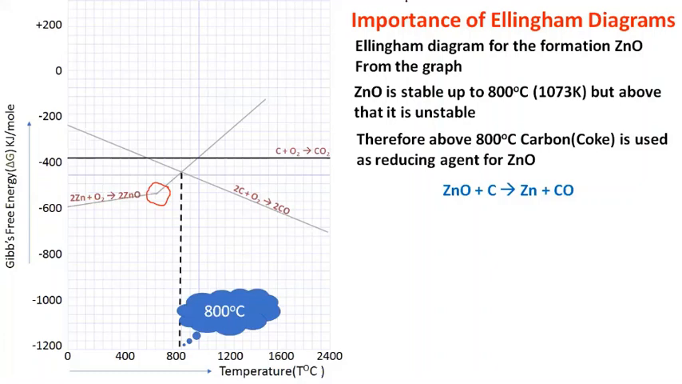Then from the graph, you can see that when we are comparing the stabilities, zinc oxide is stable below 800 degrees centigrade, and carbon monoxide is unstable at the same temperature, I mean, when compared to zinc oxide. But above 800 degrees centigrade, carbon monoxide becomes more stable than zinc oxide. That is why above 800 degrees centigrade, we are using carbon, that is coke, as the suitable reducing agent for zinc oxide. That is the equation given there: ZnO plus C gives rise to Zn plus CO.